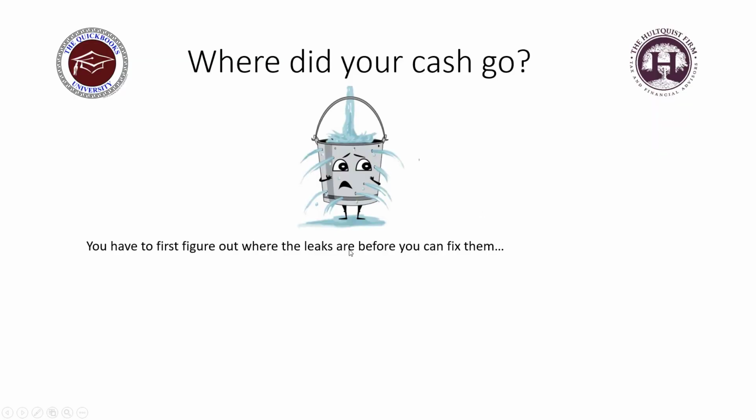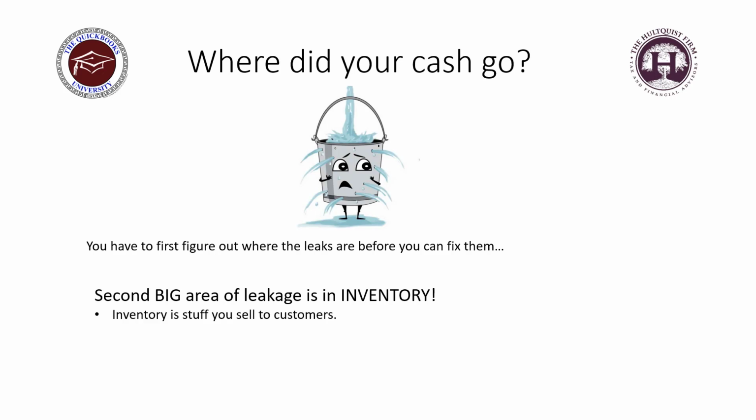All right, so the problem. We have to first figure out where the leaks are in your business before we can fix them. That other video we talked about accounts receivable. So the second big area of leakage is in inventory. If you have inventory in your business, you are most likely losing a ton of cash because it's not being managed properly. Okay. So obviously inventory is on your balance sheet.